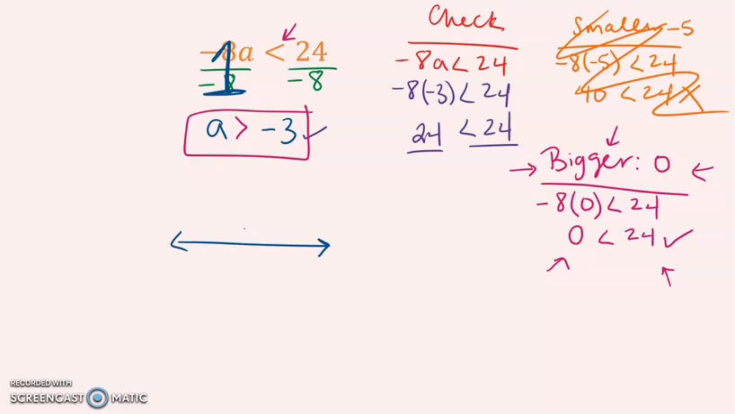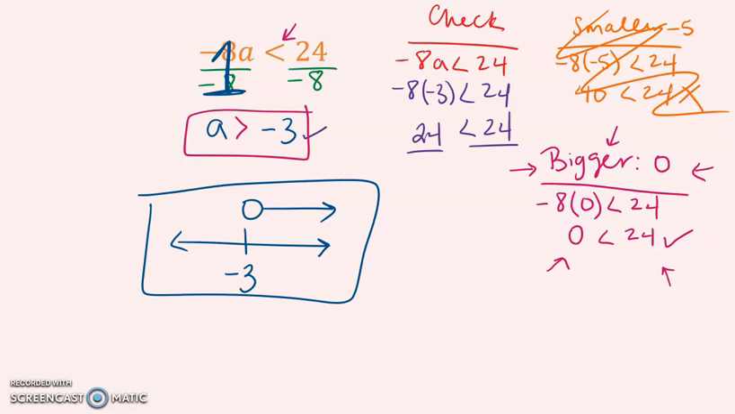So let's graph this real quick. So again, the number that we care about is negative 3. It's an open circle. And this time we're shading where a is bigger, where the numbers are bigger than negative 3, which will be to the right. Now again, when we multiply or divide by a negative number, our inequality symbol is going to flip.